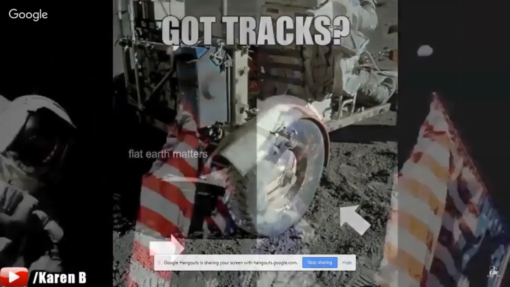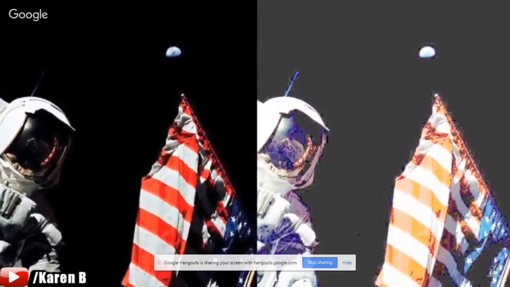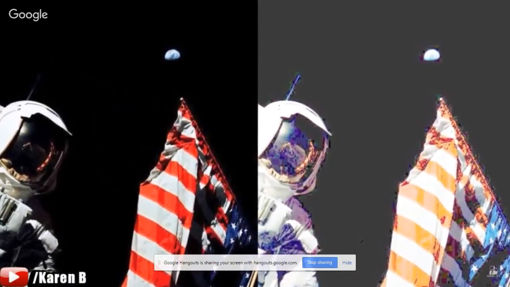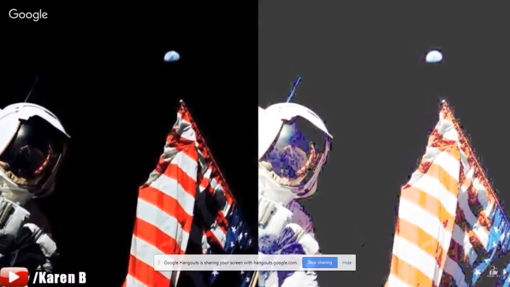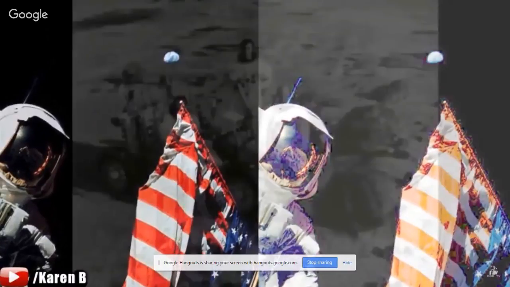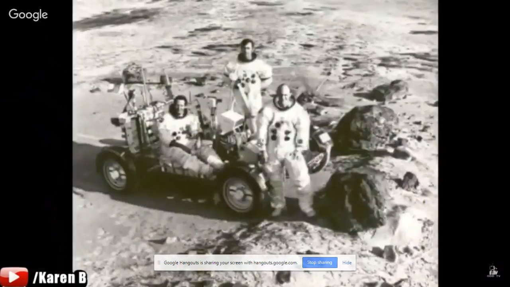This picture of the astronaut with the Earth in the corner, you can see that the Earth looks pasted into the photo and the background looks cropped out. Here the astronauts are, they don't even have any helmets on, and it still looks like they're on the moon.